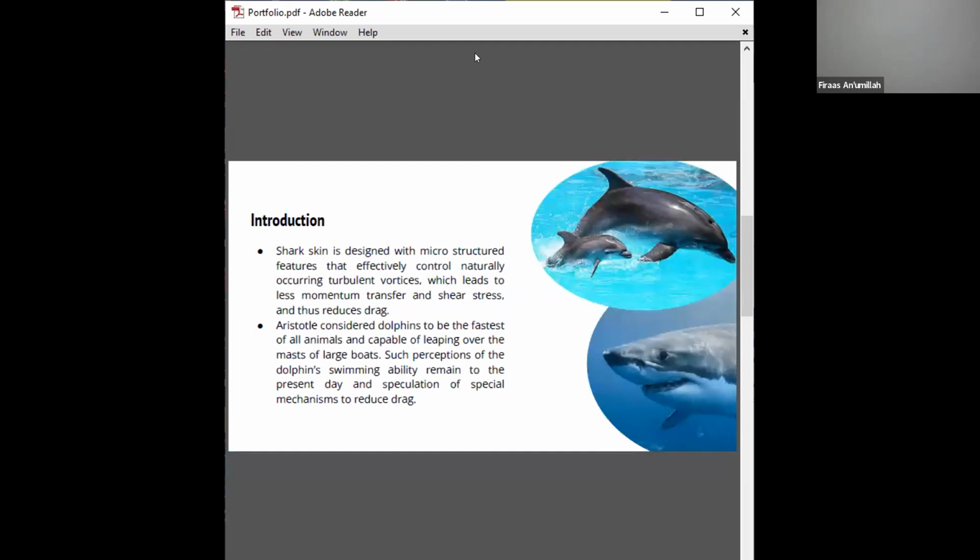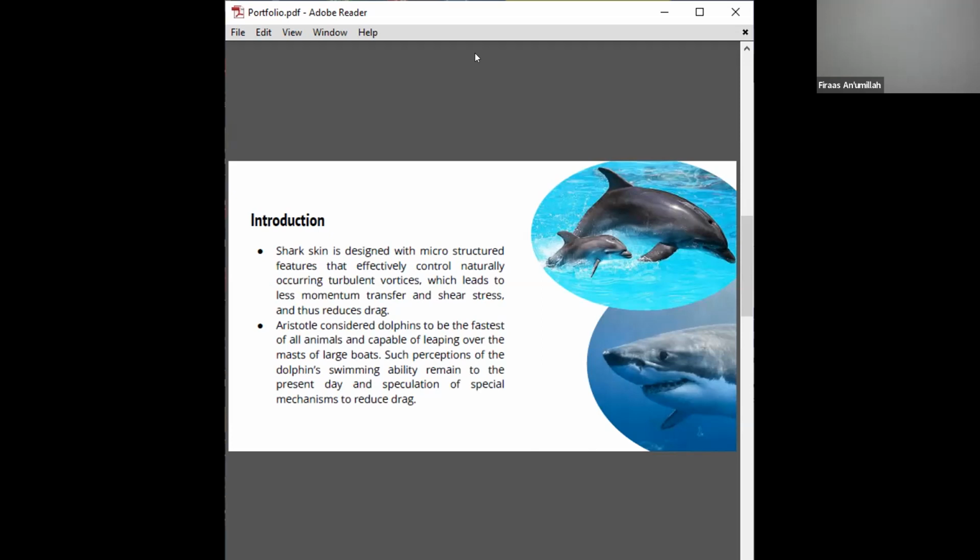Now we can see two animals, shark and dolphin. Shark skin is designed with microstructure features that effectively control naturally occurring turbulent vortices, which leads to less momentum transfer and shear stress, and thus reduces drag.